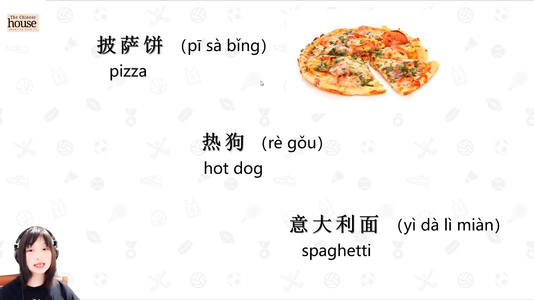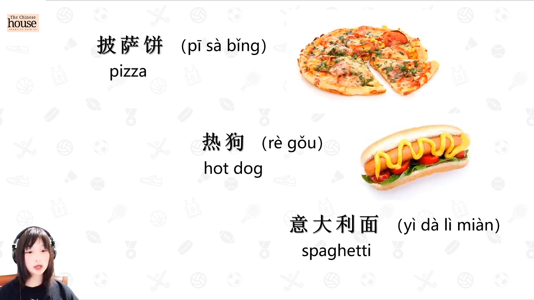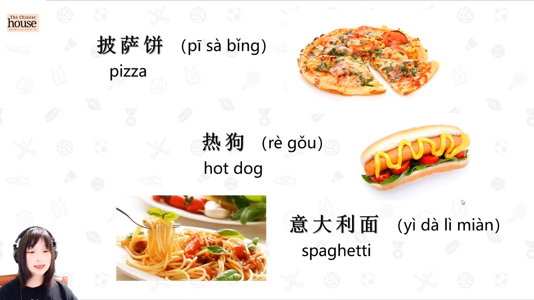And then hot dog, 热狗. You just directly translate, 热 which means hot, 狗 which is dog. 热狗. Spaghetti, 意大利面. 意大利 which means Italian and Italy. 意大利 first tone, 面 first tone. 意大利面.